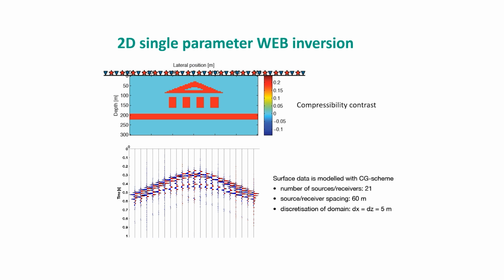So it's a homogeneous embedding with a base layer, and there's a temple above. So the temple, that's the logo of the Delphi consortium. That's where I graduated in Delft. And what inversion tries to achieve is you have some seismic data as input, and from this seismic data, you try to reconstruct the subsurface model. So in this case, we had 21 shots shooting into 21 receivers.